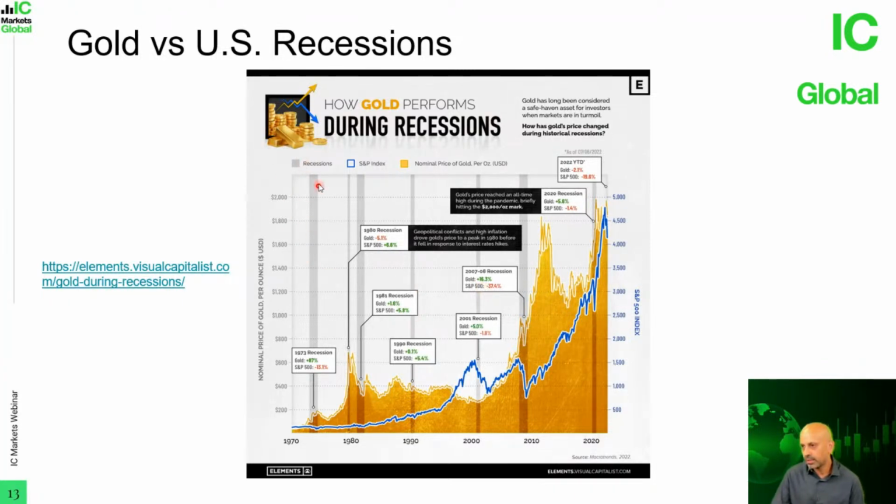So if you can see here, the gray shaded bars highlight the periods of recessions in the US. So 1973, 1980, 1981, 1990, and so on and so forth. The blue line is the S&P 500 index. So just try and ignore that while we focus on gold prices.